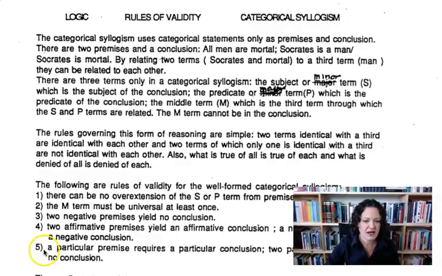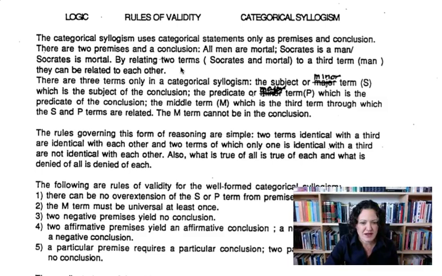Remember, an argument uses premises to support a conclusion. An argument is valid if the premises logically support the conclusion, and it's sound if it is valid and the premises are true. So I'm going to be showing you how to construct valid syllogisms using categorical statements. Okay, and we're going to be using a handout that I have for you here called Rules of Validity. You can see this is a well-loved handout. It's been used a lot.